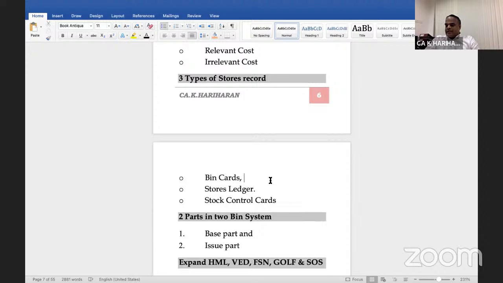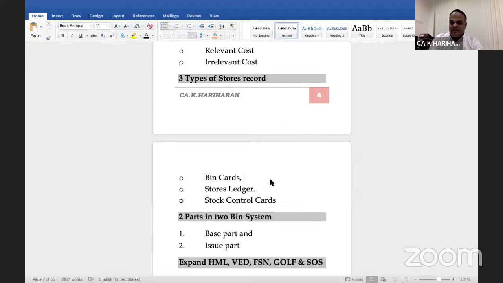Third one is the stock control card. Stock control card is also a quantitative record. Therefore, three different types of stores records are there: bin card, stores ledger, and stock control card. Okay. Next.